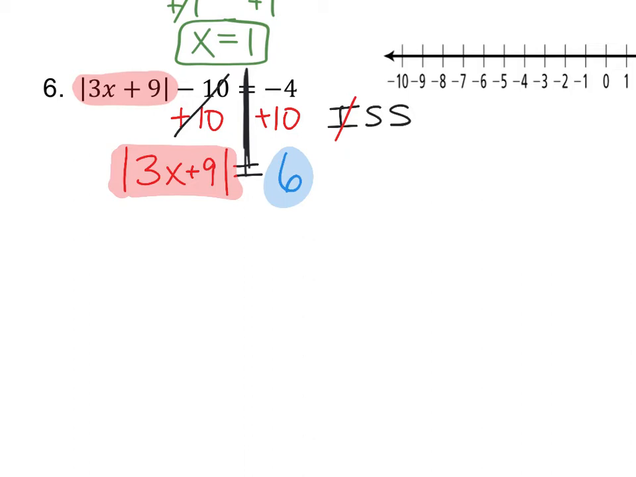I think I want to separate. How many equations should I separate it into? 2, 1, or none? 2, because that's a positive number. Very good. So I'm going to separate it. 3x plus 9 equal to 6. And 3x plus 9 equal to what? Negative 6. Fabulous. That's my separate. That's my 2 equations. I mark off the S for separate.